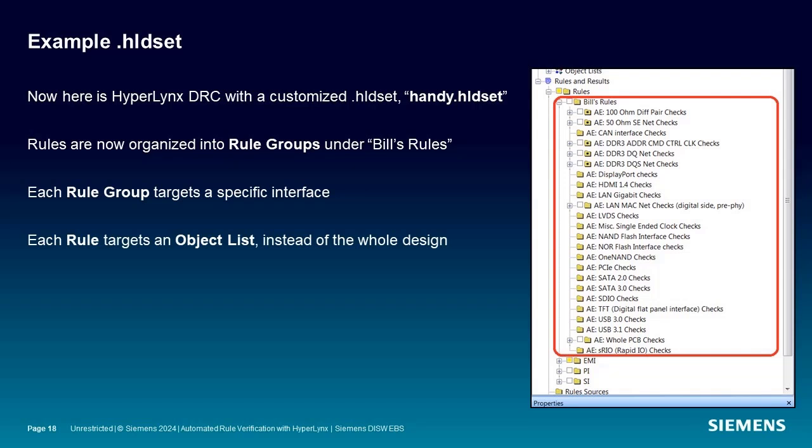Rule groups can be organized by type, such as EMI, SI, or PI. They can also be set up by technology, like SerDes protocols or DDR topologies. The user has full autonomy here on how they name and organize their rule group.